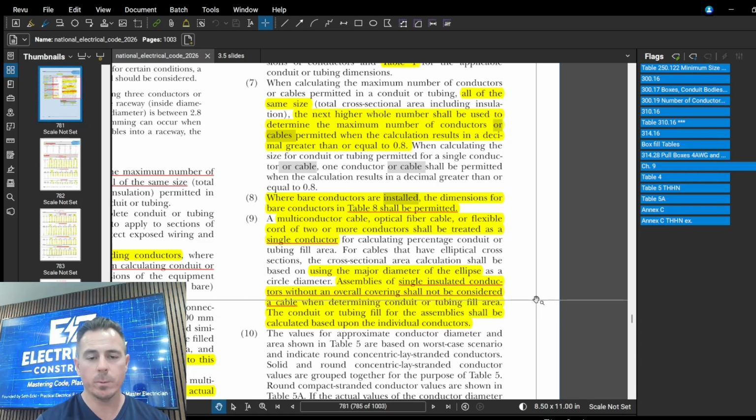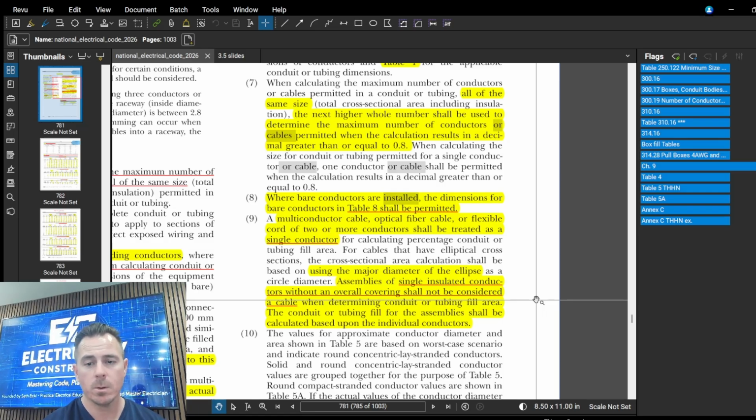All right, so to recap the key points of these rules here, a multi-conductor cable, optical fiber cable, or flexible cord with 2 or more conductors is treated as a single conductor when it comes to raceway fill. If you're using a flat shaped or oval shaped cable, you have to use the widest portion of that cable for your calculation, and you cannot use individual conductors that are grouped together if they don't have an outer jacket holding them together in this calculation.